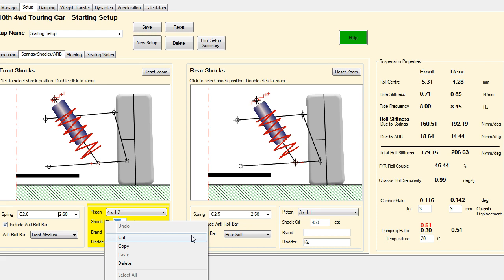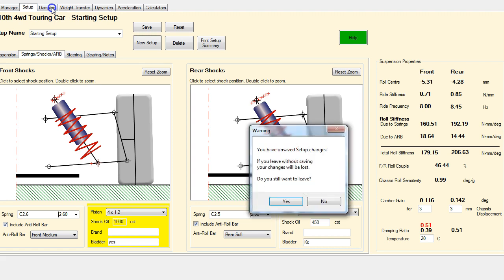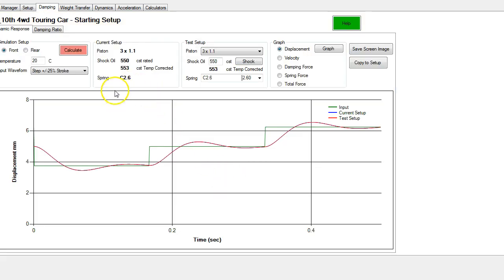So if we go up to, say, we're going to have to go big here, so say 1,000. So now we've just got it up to 0.39. Probably never going to go down that low in damping, but just want to illustrate. So let's go to the damping page and save anything. And let's have a look at the damping graphs here.